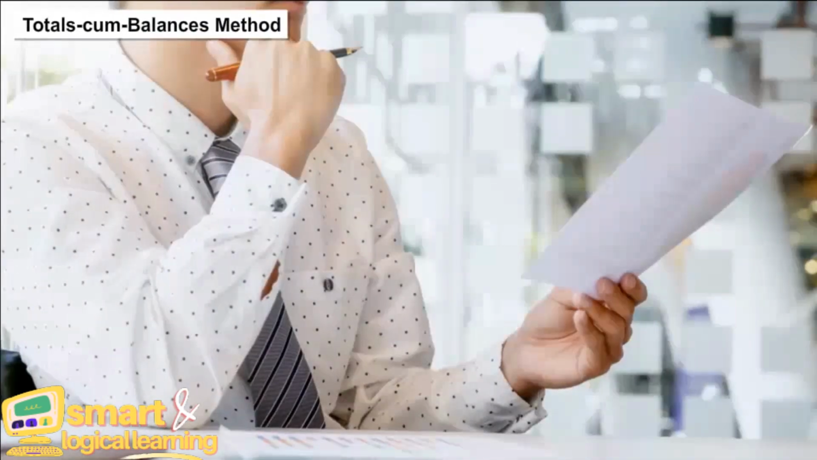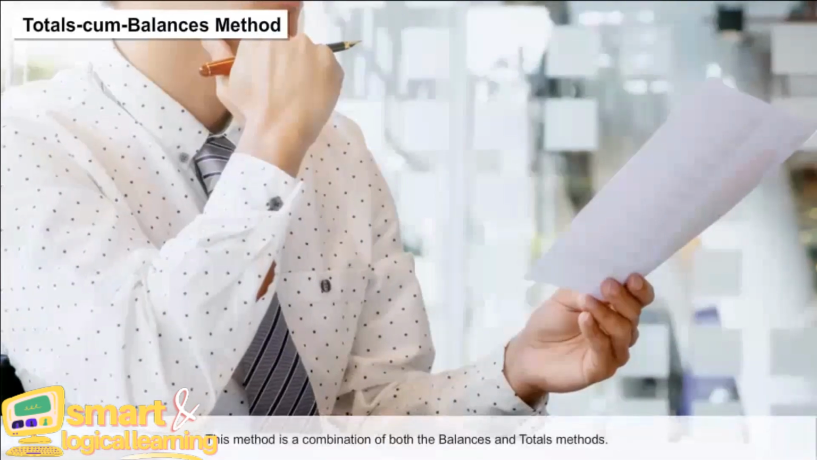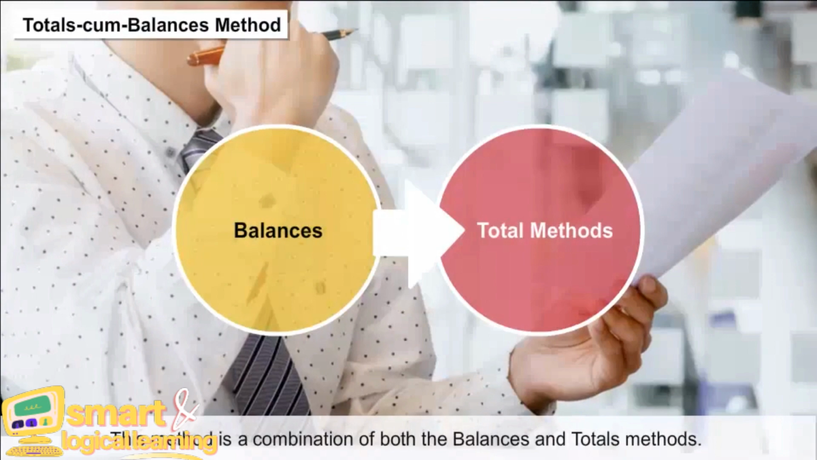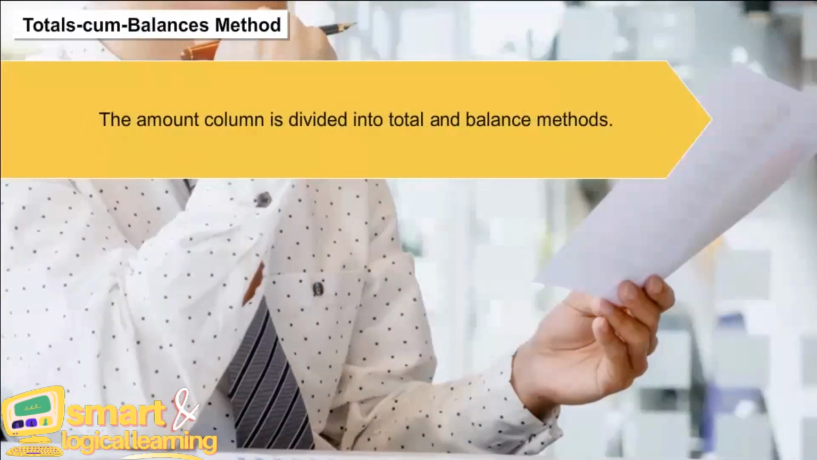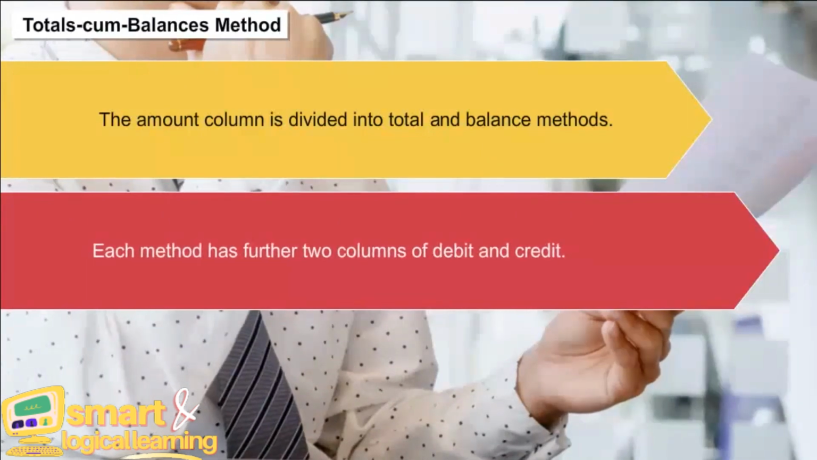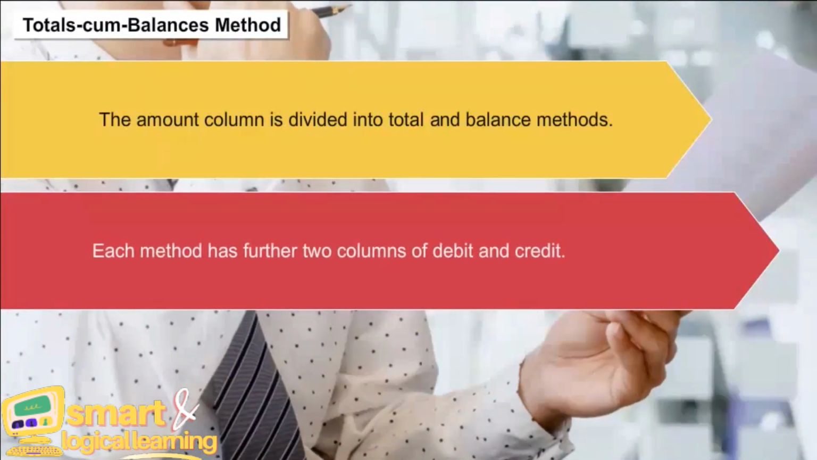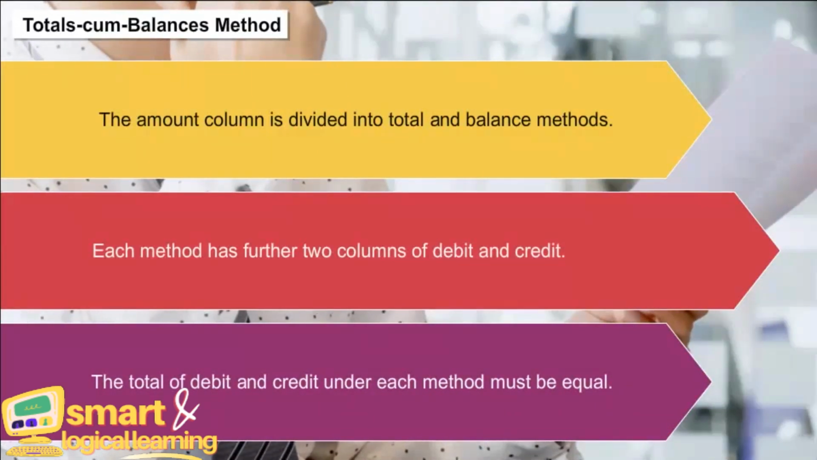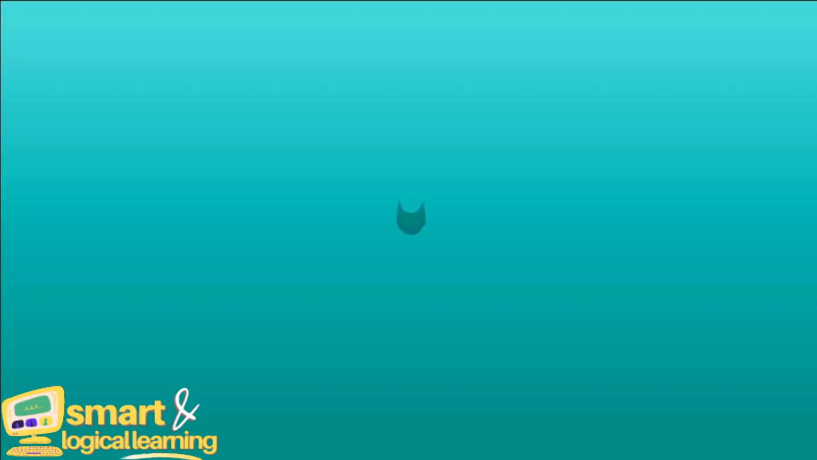3. Totals cum balances method. This method is a combination of both the balances and totals methods. The amount column is divided into total and balances methods. Each method has further two columns of debit and credit. The total of the debit and credit under each method must be equal.